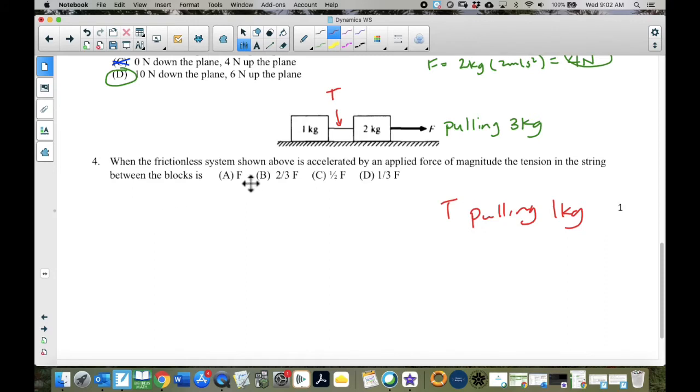So the question says, when a frictionless system is accelerated by an applied force of magnitude F, the tension in the string between the blocks, that's what we are calling T. Well, this one's only pulling 1, this one's pulling 3, so it's only 1/3 of the force.